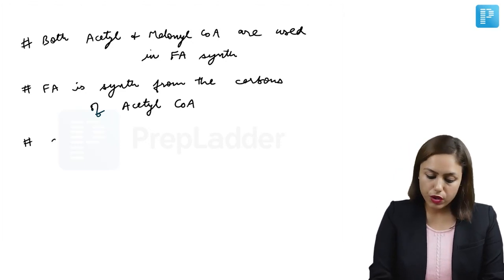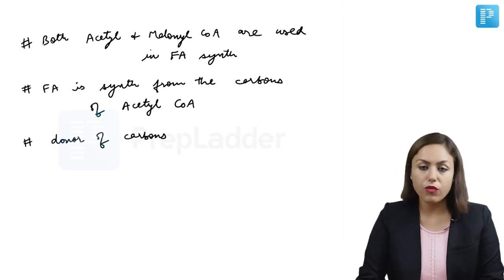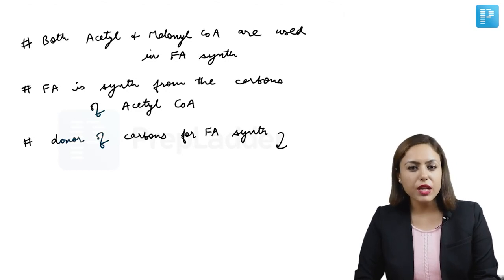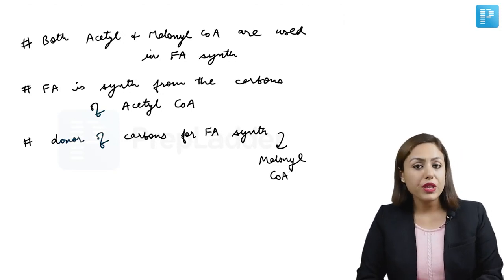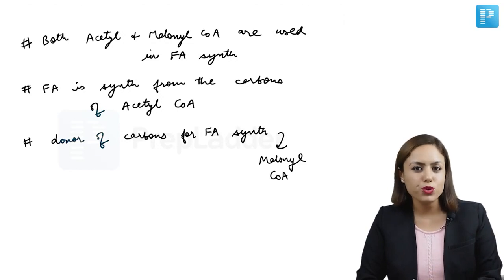Then which molecule is the donor of carbons? Donor of carbons for fatty acid synthesis. Which molecule is mainly used for donating the carbons? Malonyl-CoA is used, right? So be careful which question is asked. If you read carefully, then you will be able to solve.